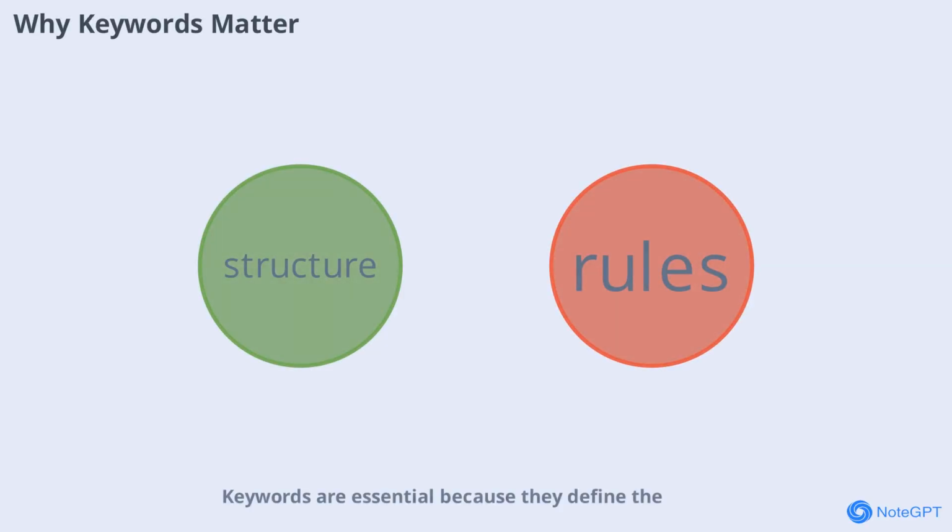Keywords are essential because they define the structure and rules of a programming language. They make code readable, maintainable, and less prone to errors. By using keywords correctly, programmers can write code that is both efficient and easy to understand. This is especially important in large projects where many people work on the same codebase. Keywords help maintain consistency and clarity throughout the code.